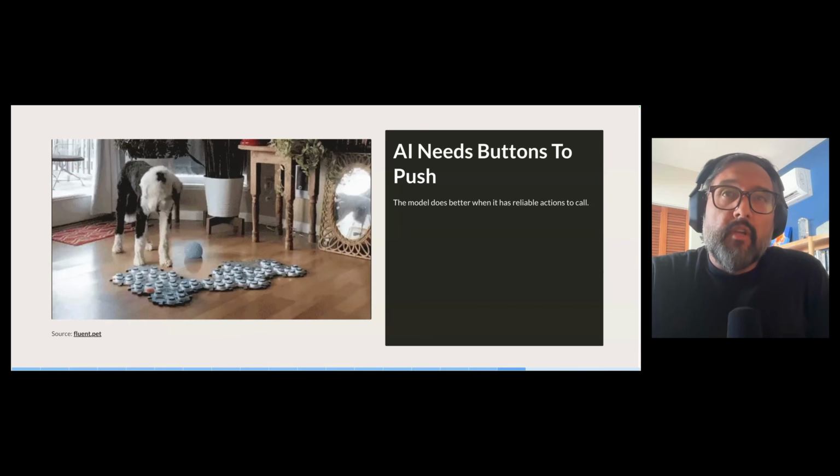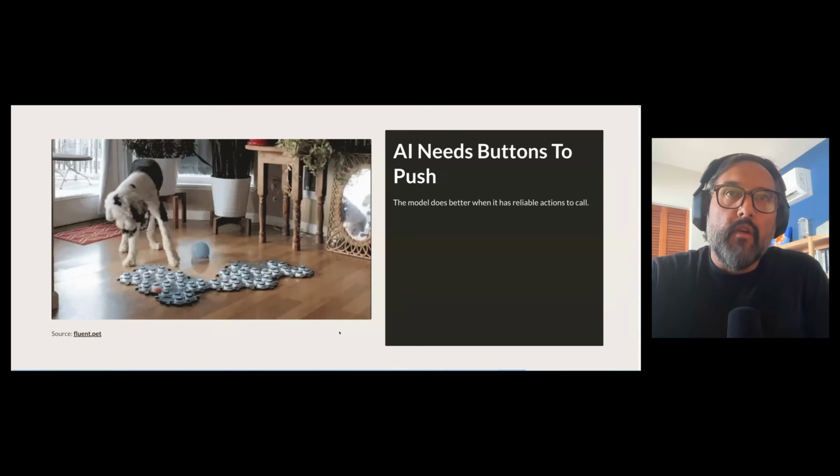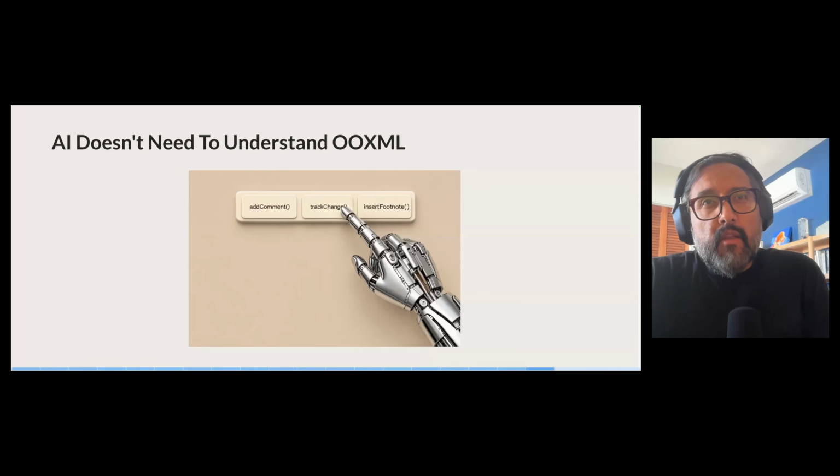When you're in Word or Google Docs or SuperDoc, you're not thinking about XML or file structures or how numbering works under the hood. You're just doing things, adding some track changes, adding a footnote, inserting into some list. You're just pressing buttons. And the reason that ChatGPT and Claude struggled to collaborate with us on the documents that we tried is that we're not giving them the right interface or the right tools. We should be giving them buttons to push.